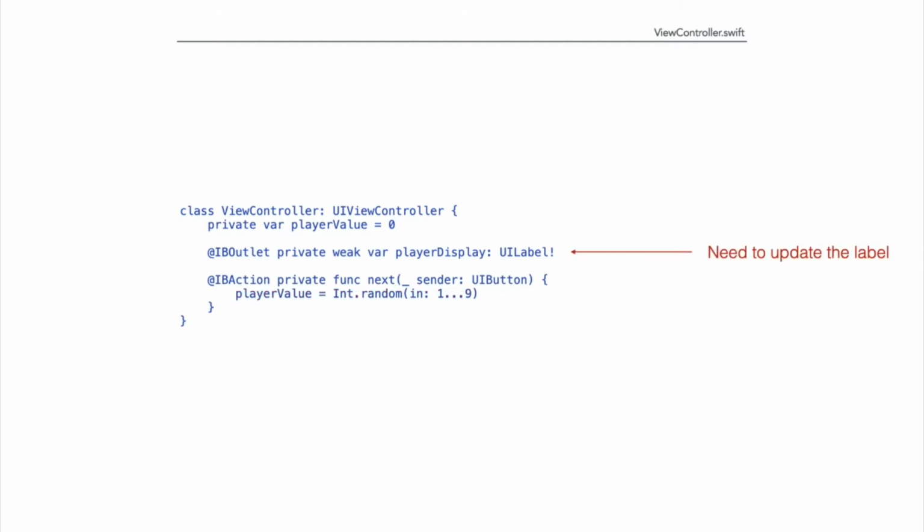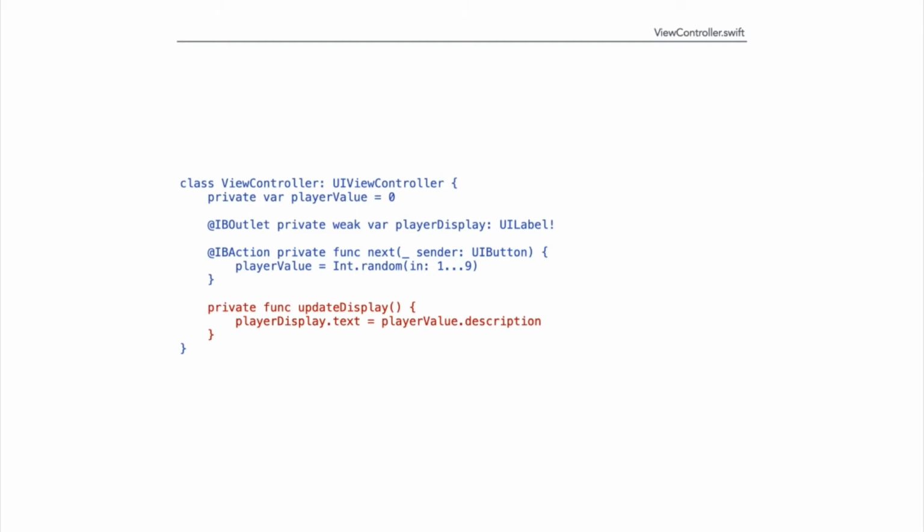Now the problem with this is we no longer see the updates in the label. There's nothing telling the label, hey, something's changed, you need to update yourself. There are many ways to make that happen. What we're going to do is we're going to add this updateDisplay method, and the updateDisplay method takes the playerValue, turns that int into a string, and assigns it to the playerDisplay's text. It doesn't feel that much better than what we had before, except it's not in the button's action, it's in a private sort of helper method. The label still won't update when we tap the button because there's nothing to tell the label, hey, you've got a new value you need to display.